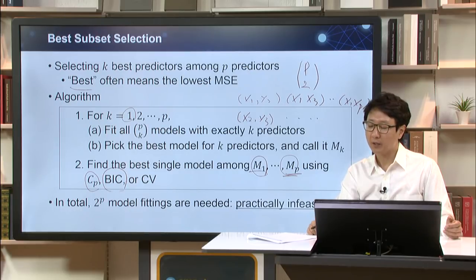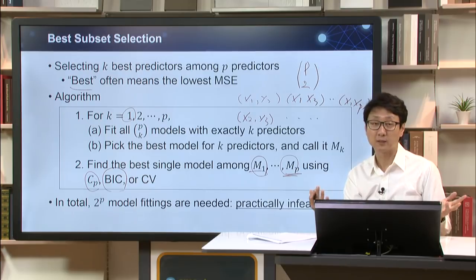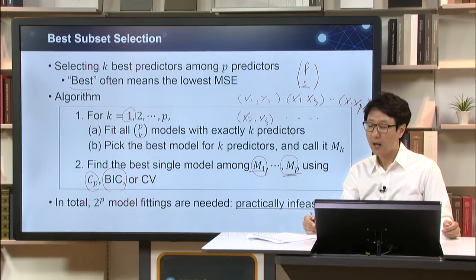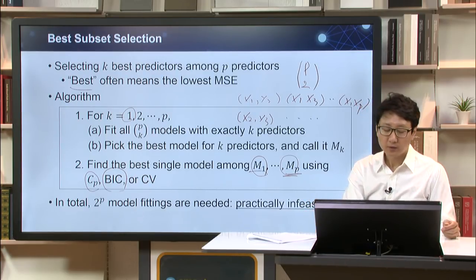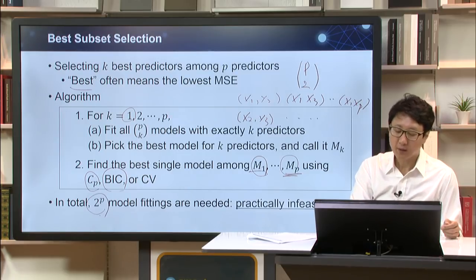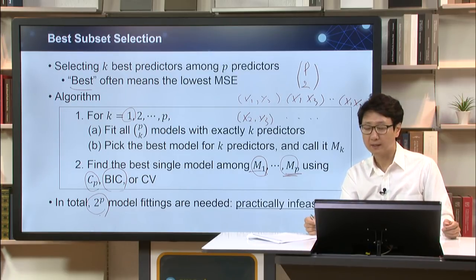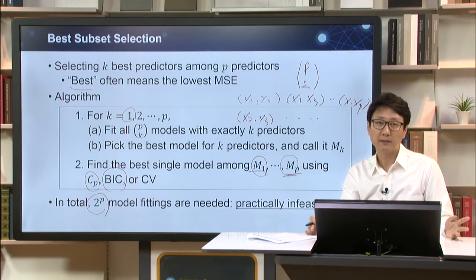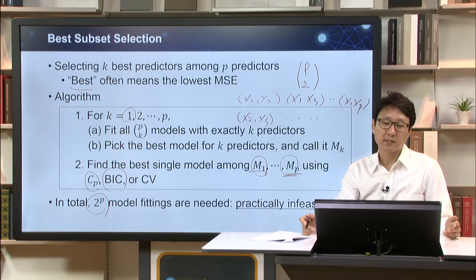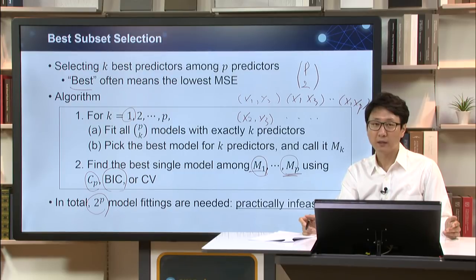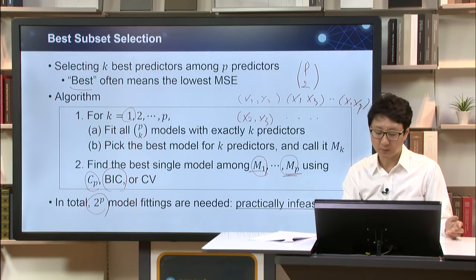For a given learning method, best subset selection definitely provides the best model. Okay? However, in total, 2 to the p models should be fitted. If this p is large, applying best subset selection is practically infeasible. It's impossible.